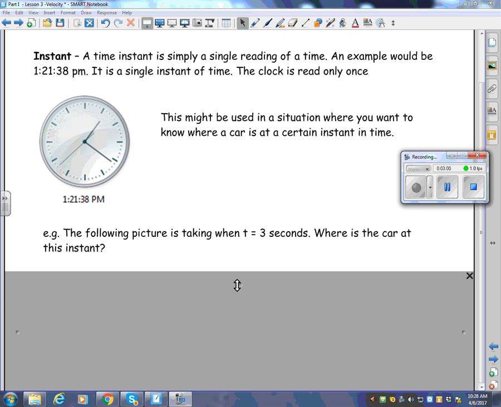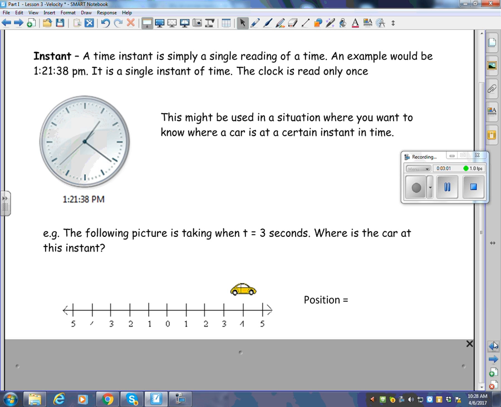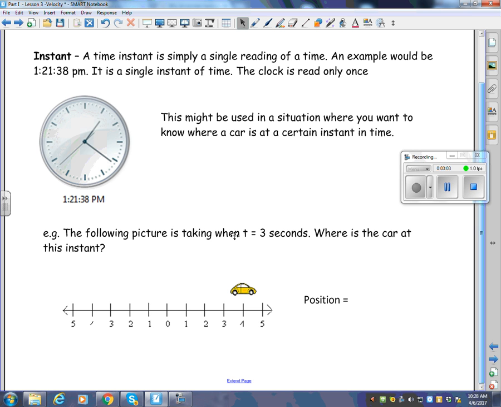Okay, so single instant of time. So here's an example of it in use. Following picture is taken when t is equal to 3 seconds. Where is the car at this instant? Actually, where is it? It's at position plus 4. It's a single instant in time. Everyone knows what instant means. Yeah. Okay. What is the difference?